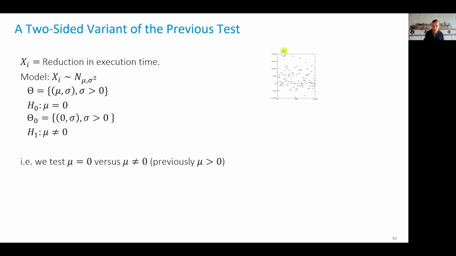Of course, which one we do depends typically on out-of-band information. We believe that it's impossible, in the previous case, that A was worse than B, for example. But here we don't know. So here we just want to say, is A different than B? Then the only difference is that in the capital theta, we don't impose the restriction that mu is positive. And now we want to test mu is 0 versus mu different than 0. So the H0 is the same, but the H1 is not the same. H1 was mu larger than 0.